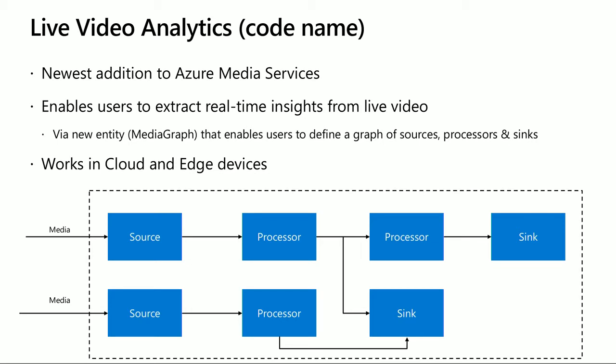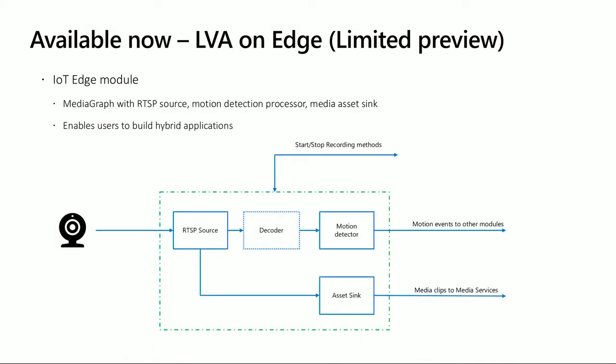So what we are offering via live video analytics is the ability for you to compose a pipeline without worrying about the media pipeline details. You will provide us a JSON representation of a media graph, which will consist of sources, processors, and sink. And we will run that graph for you. So what that looks like as an example, a very basic graph would be something like this.